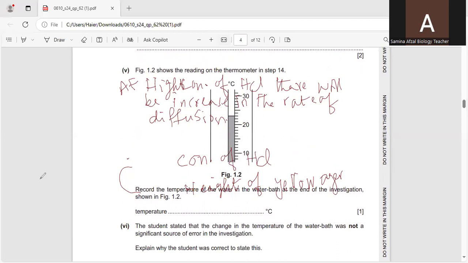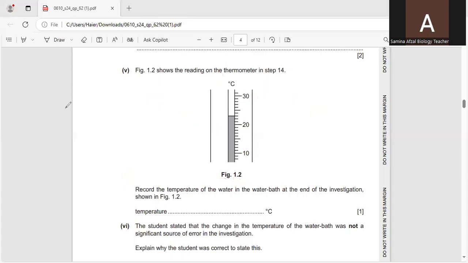Now, the next question is, figure 1.2 shows the reading on the thermometer in step 14. Record the temperature of the water in the water bath at the end of the investigation shown in figure 1.2. The value is 20 and then 1, 2, 3, so the value is 23 degrees centigrade. So we would write 23 over here.